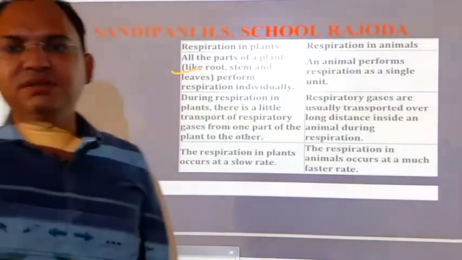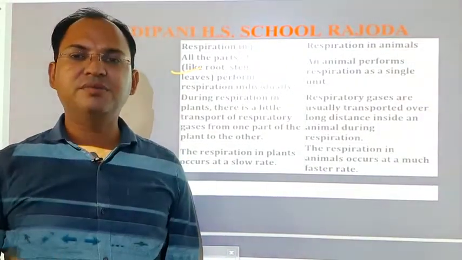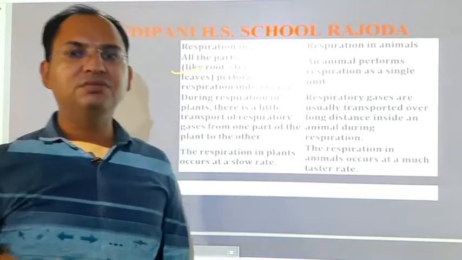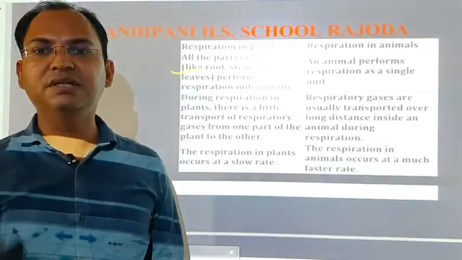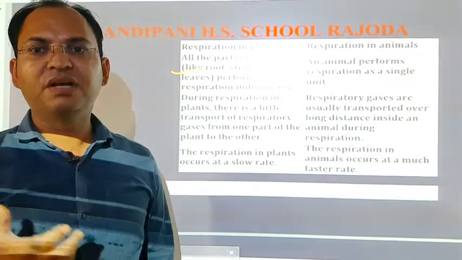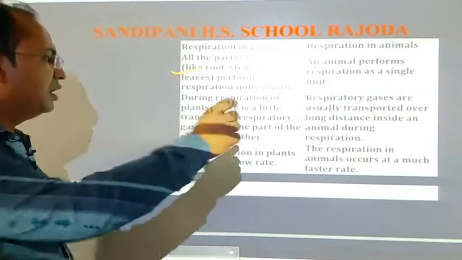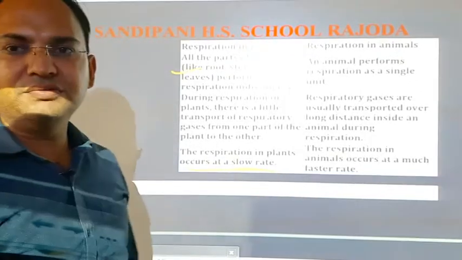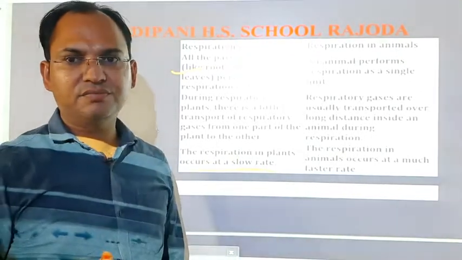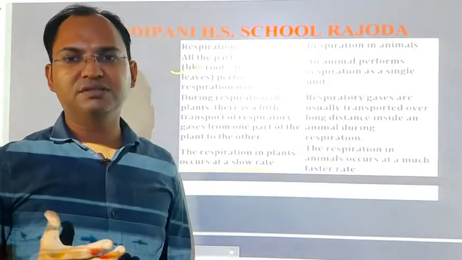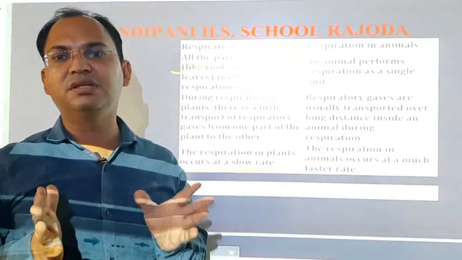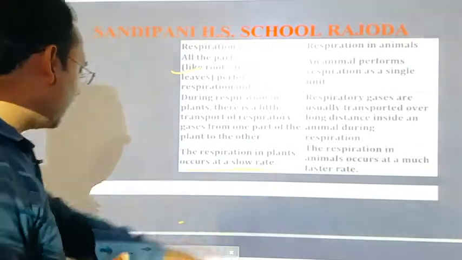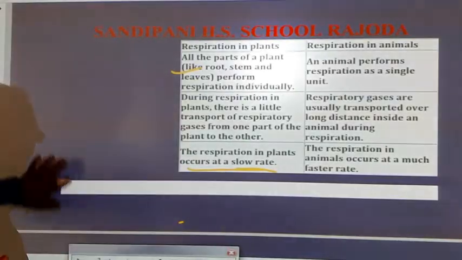As you know students, animals require a lot of energy as compared to plants, because plants need not move from one place to another place in search of food. That is why respiration in plants occurs at a very slow rate as compared to animals. So these are the major three differences that distinguish respiration in plants and respiration in animals. Let's see next, students.